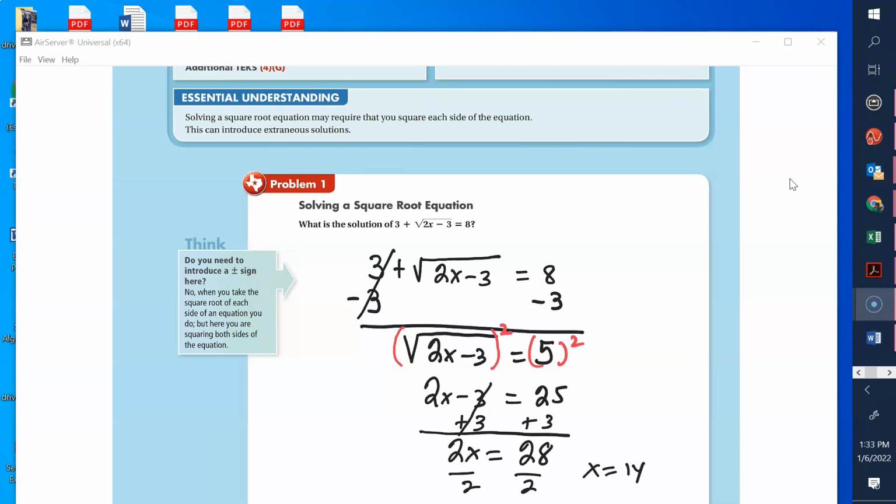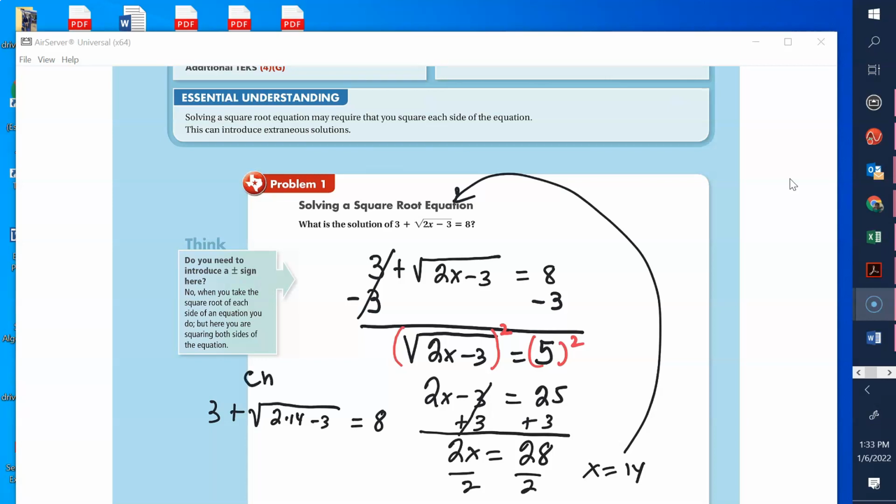Okay, so how do we check? Can you do that for me? So we have 3 plus the square root of 2 times 14 minus 3. And what do we want it to equal? 8. Can somebody check? Actually, I want the whole class to check. Use your calculator.